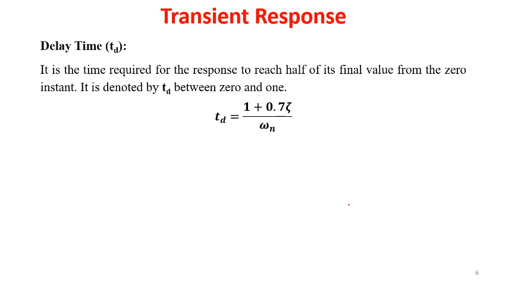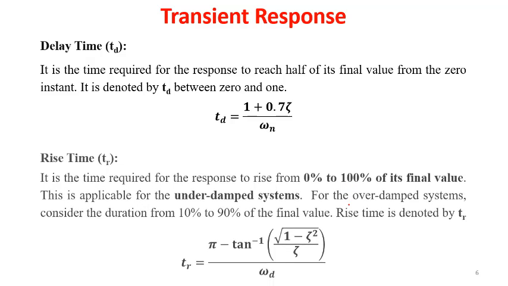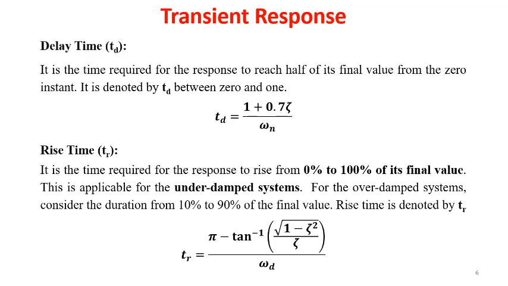So to recap, delay time TD is equal to 1 plus 0.7 zeta divided by omega n. Rise time TR is equal to pi minus tan inverse of root of 1 minus zeta square by zeta, whole divided by omega d, where zeta is the damping ratio, and pi is in radians.